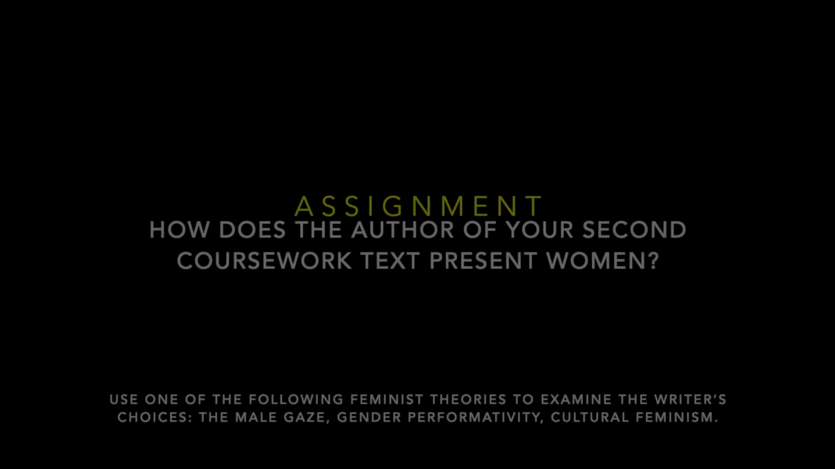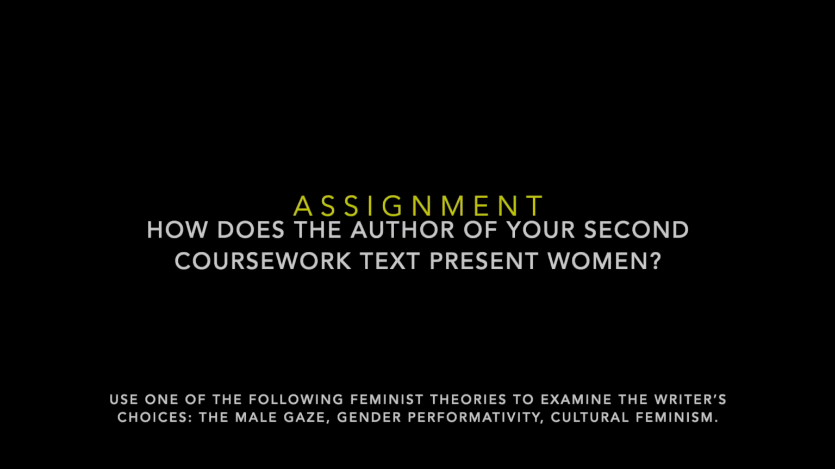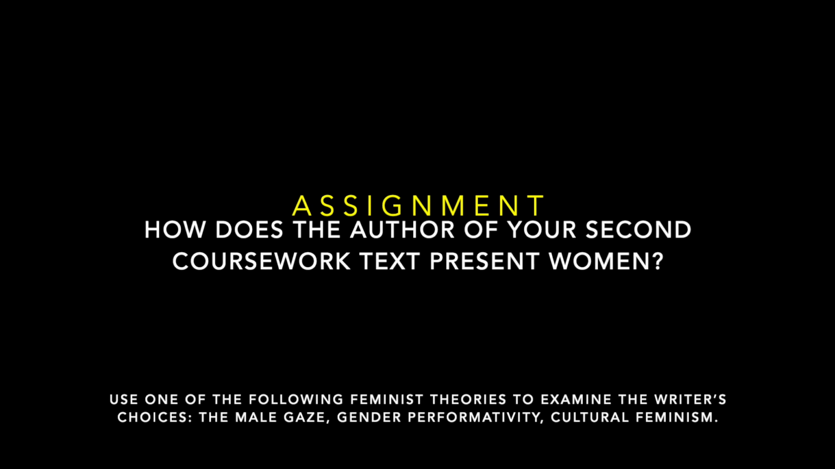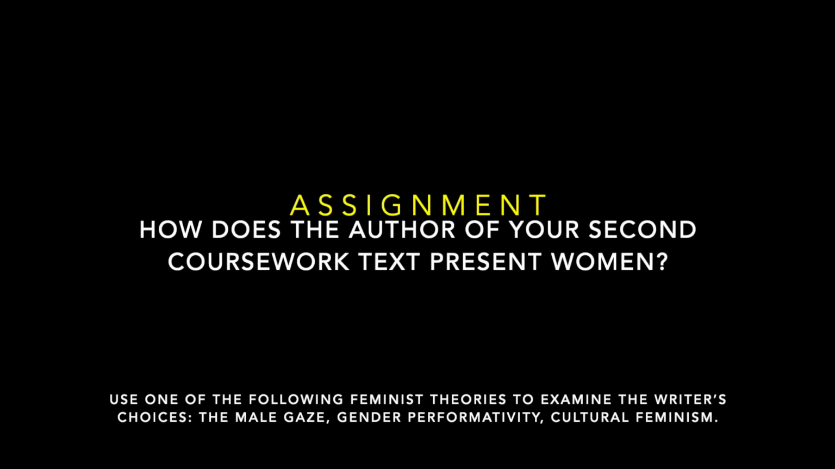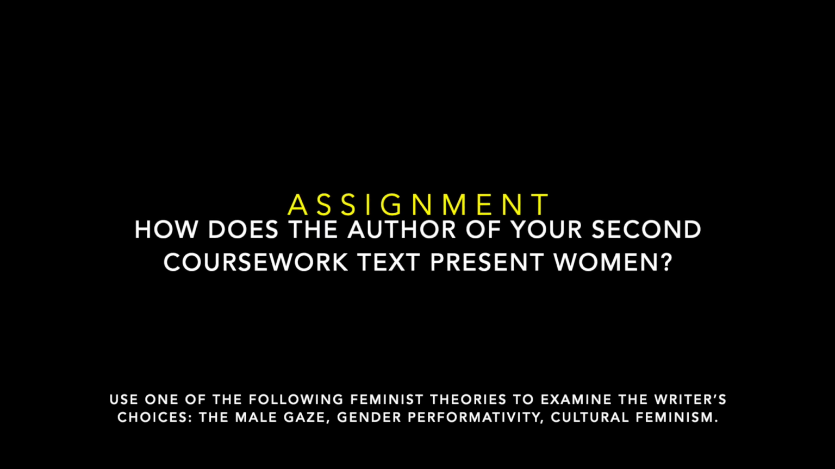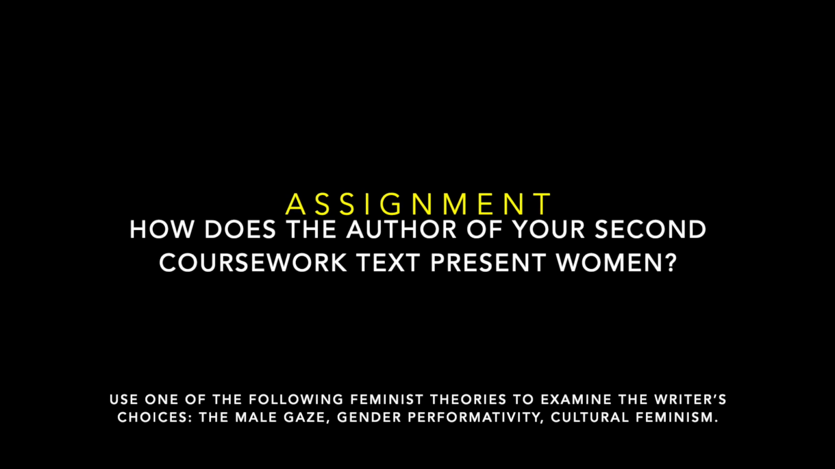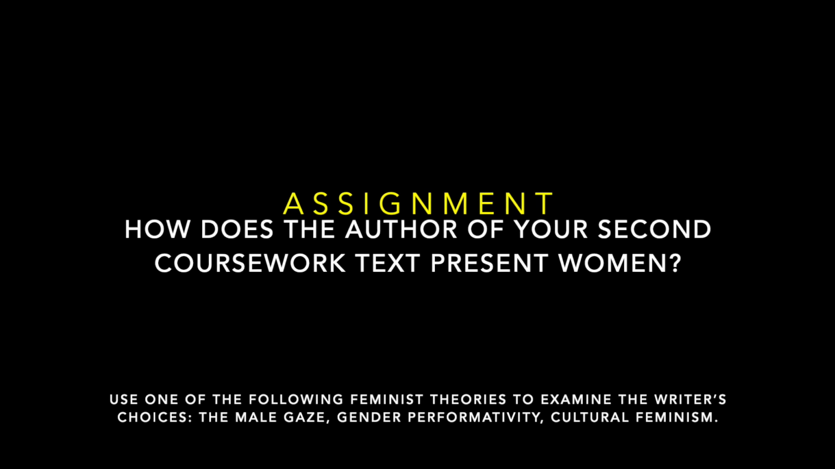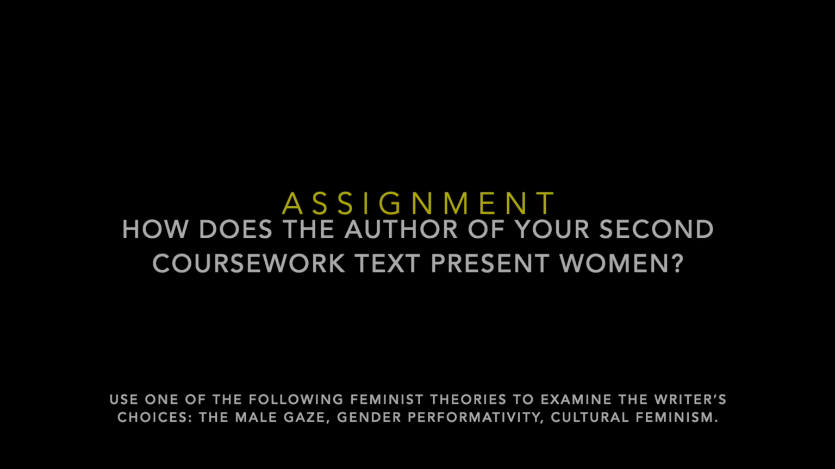For now, you're going to choose one of these types of feminism to apply to an analysis of your second coursework text. You're going to write a mini essay answering this question: how does the author of your second coursework text present women? Use one of the following feminist theories to examine the writer's choices: the male gaze, gender performativity, or cultural feminism. This should give you a chance to explore each one in more detail and in application to a text that you should now know pretty well.